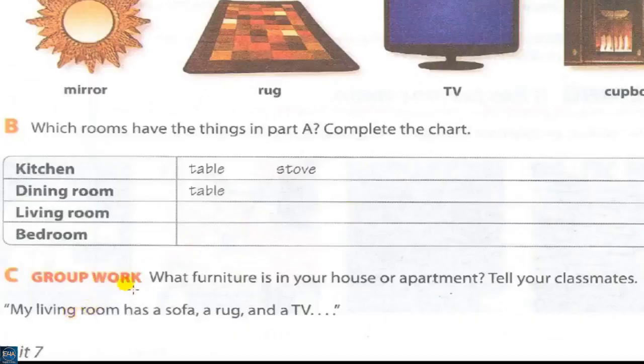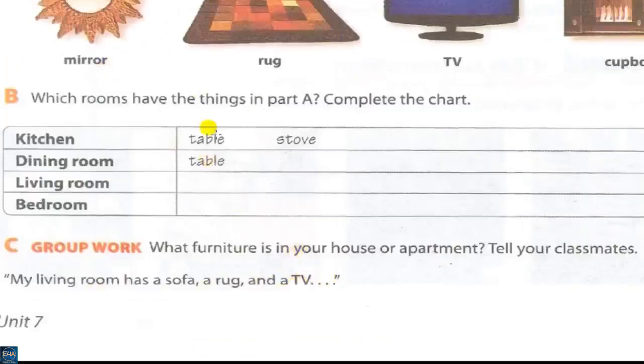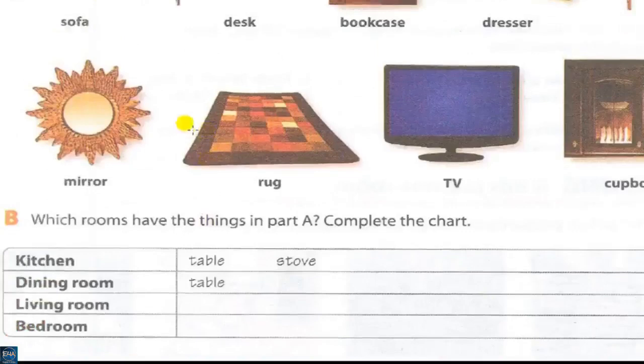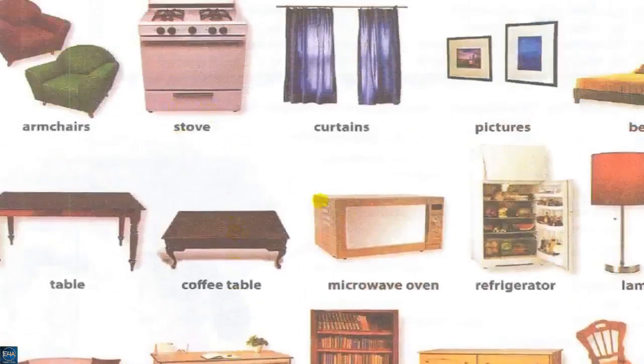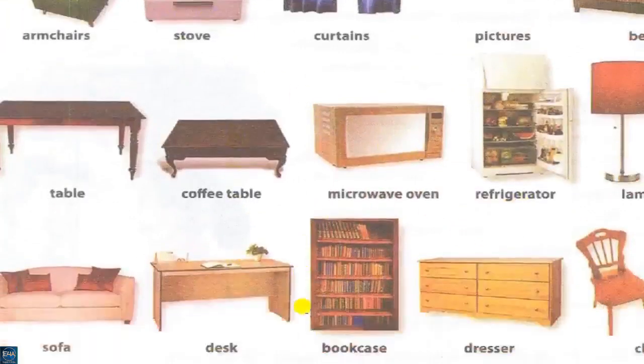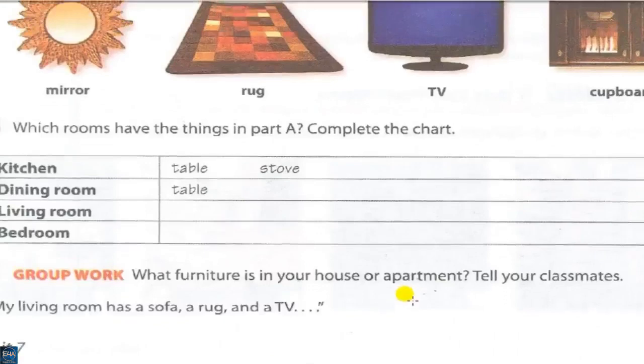Group work. What furniture is in your house or apartment? Tell your classmates. Tell your friends about the furniture in your house. My living room has a sofa, a rug, and a television. My bedroom has a bed, a mirror, a rug. My kitchen has a stove, refrigerator, and table. That's the end of part 1, unit 7.